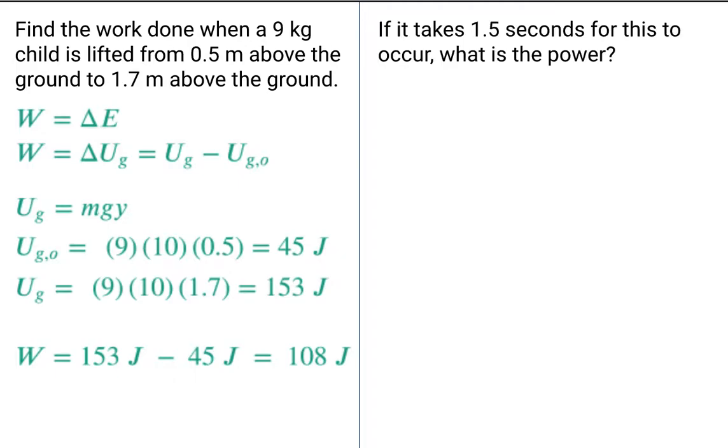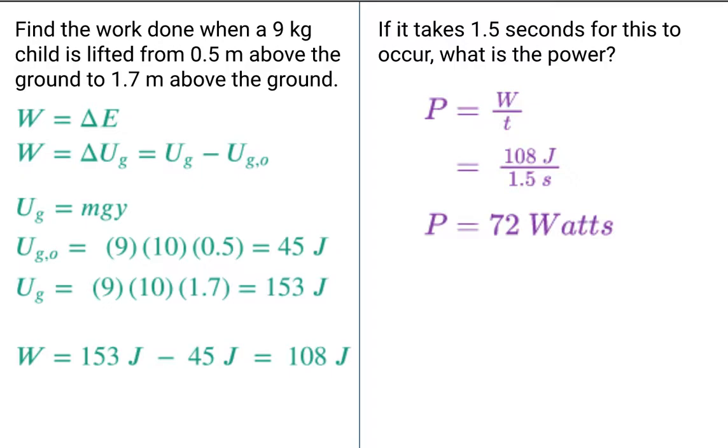Now, if this process requires 1.5 seconds, we can determine how much power was needed. Power is the rate at which energy is being transferred. So in this case, we can just think about this as work over time, since we've already calculated the work. So that's the 108 joules divided by 1.5 seconds. And a joule per second is stated as watts.